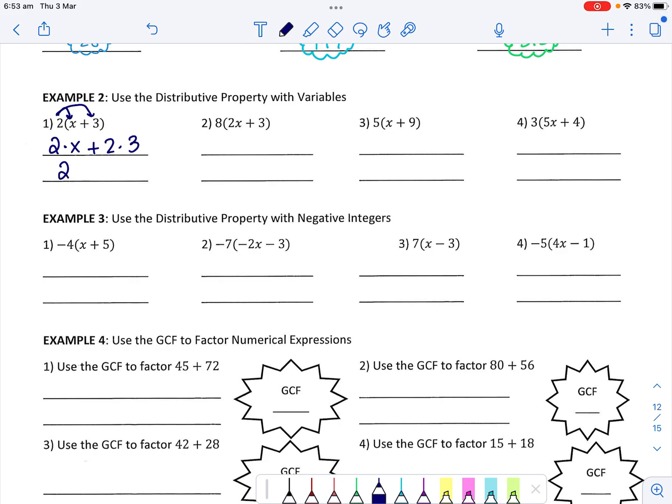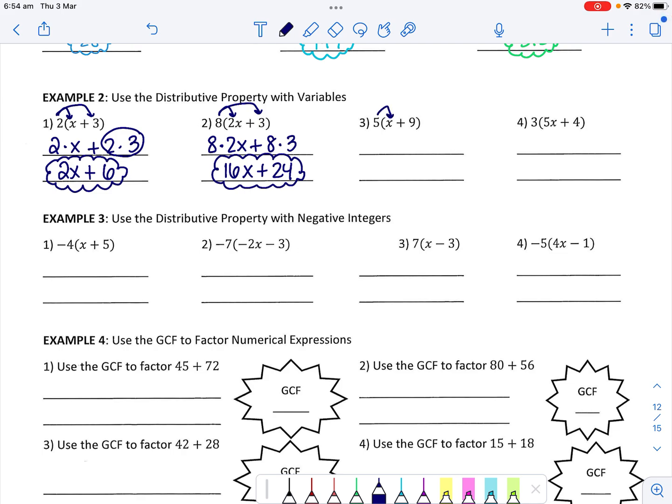2 times x becomes 2x, and then I'm going to multiply these two together and I get 6. Now at this point, this expression is completely simplified because 2x and 6 cannot be combined together. They are not like terms. One has a variable and one doesn't. In number 2, now I'm multiplying an 8 times a 2x, so it's 8 times 2x plus 8 times 3. 8 times 2 is 16x, and 8 times 3 is 24. So this would be my final answer.